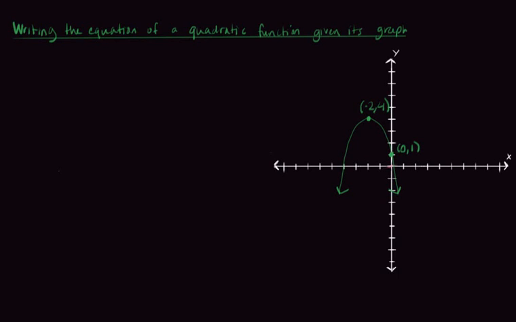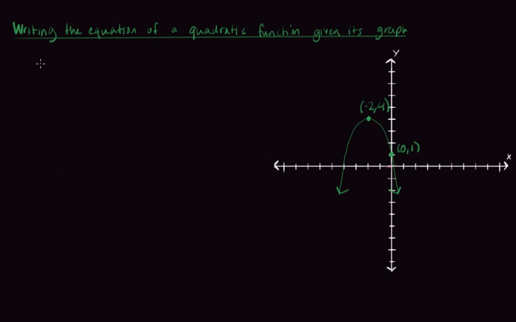In this video, I want to talk about writing the equation of a quadratic function given its graph. So we have a parabola here, so it's a quadratic function, and we have its graph, and on its graph, 2 points are labeled. One of them is the vertex and one of them isn't. So I want to first talk about the function we should start with.